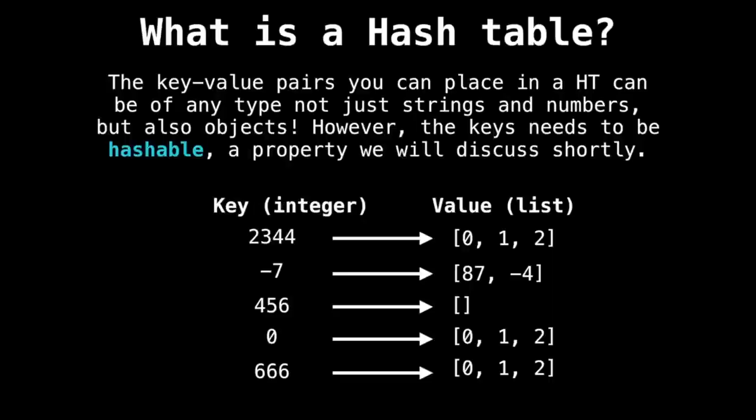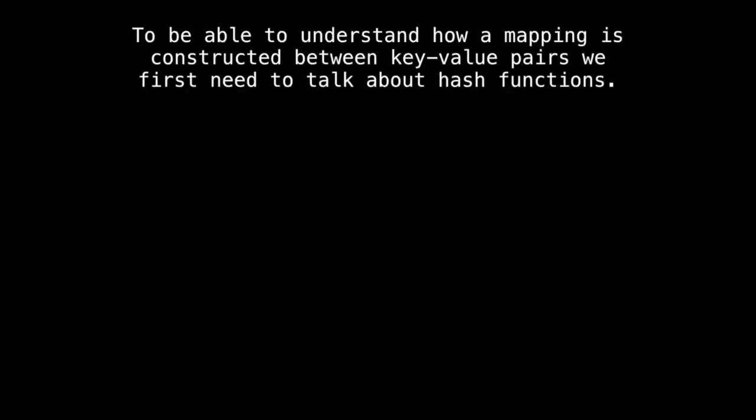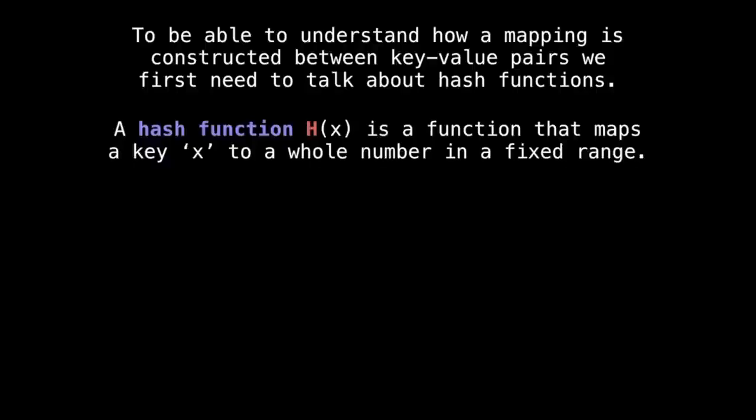But you can really construct a mapping between any key value pairs, given that the keys are hashable. This is something we're going to talk about shortly. So to be able to understand how we construct the mapping within the hash table, we need to understand what a hash function is. So simply put, a hash function, which I will denote from now on as h of x for some key x, is a function that maps x to a whole number in some fixed range.